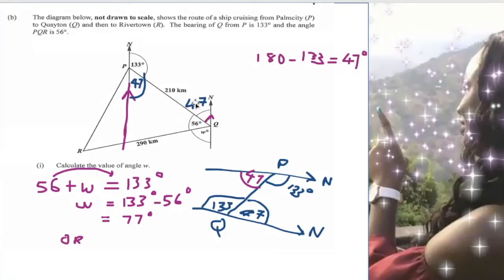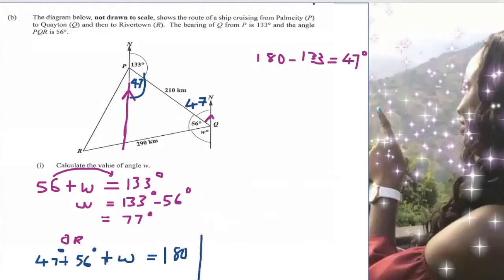Now, if here is 47 and we know angles on a straight line should add up to give us 180, it means 47 plus 56 plus W should also give me 180. So writing this information, 47 plus 56 degrees, don't forget it's degrees, plus W degrees, whatever is W, should give me 180.